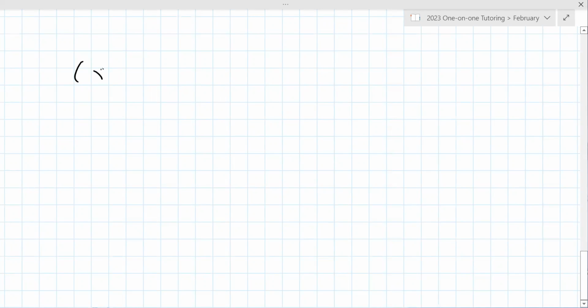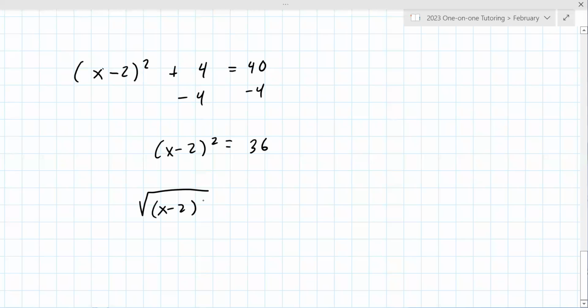Let's go: (x minus 2) squared plus 4 equals 40. Go ahead and step me through this. Tell me what you would do first to solve this, please. Okay, I'll subtract 4. Good. And I'll get 36. And then I need to do the square root. So on the left-hand side, and then 6.